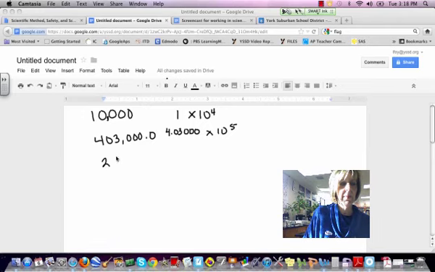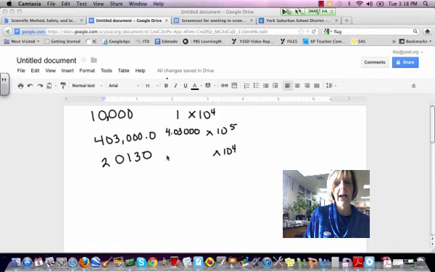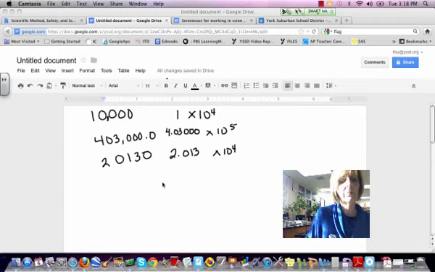Here's another number, 20,130. There's no decimal, so I'm going to have that zero be significant, but not this one. Here is the decimal point, so I'm going to move it over 1, 2, 3, 4. So this is going to be times 10 to the 4th, and my number is going to be 2.013. That zero is not significant, and that's my answer.